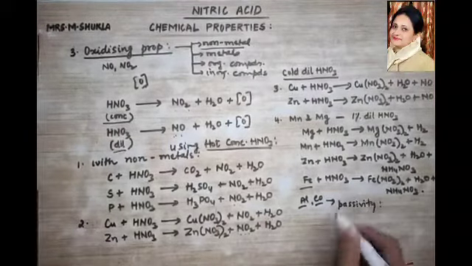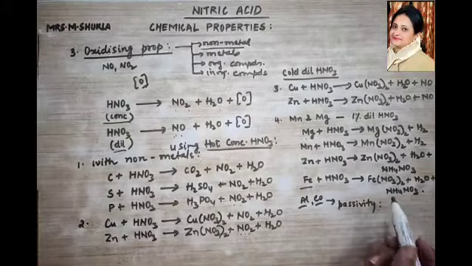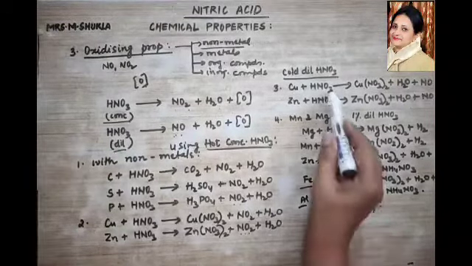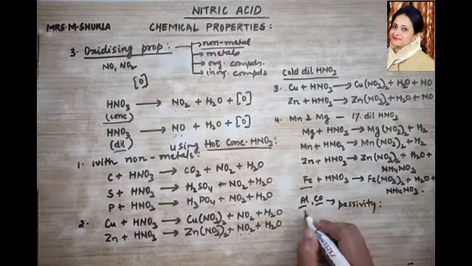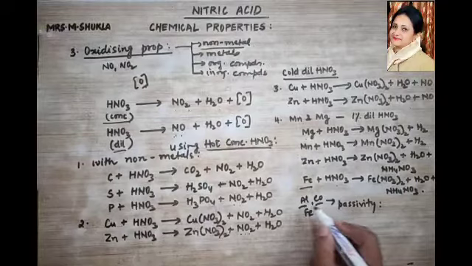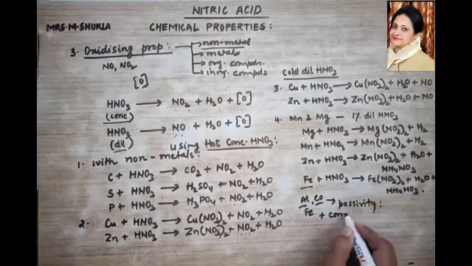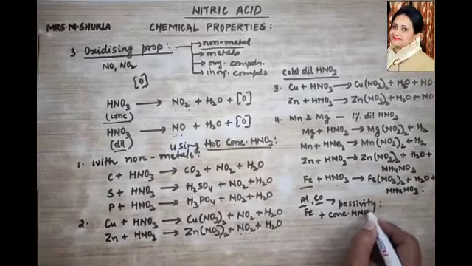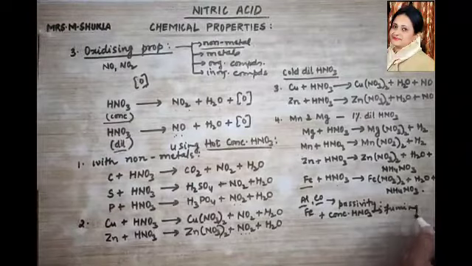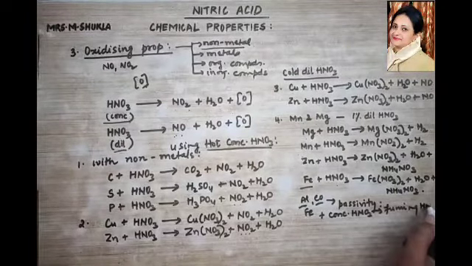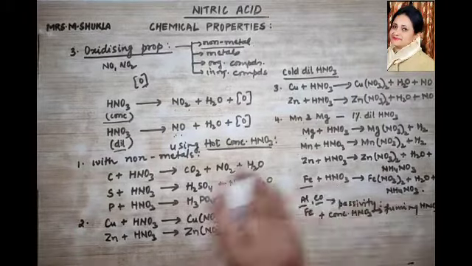When these metals are treated with concentrated nitric acid. Here they were treated with dilute, so you can see this reaction. Okay, but the same metals like iron, aluminium and cobalt, right, when they are treated with concentrated HNO3, which is also termed as fuming, pure nitric acid I'm talking about, then they form a protective layer.